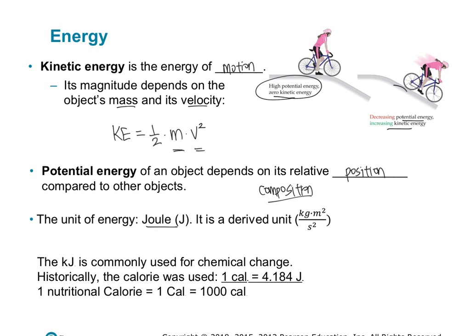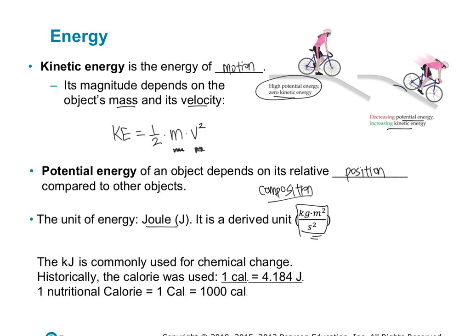Energy unit is joules. It comes from this combination of many different SI units: kilogram meter squared per second squared. You don't need to memorize that, but that's just kind of where it comes from. And we can see that because if I take my mass in kilograms and times by velocity, meters per second, and I square it, those units come out. We just call it a joule.